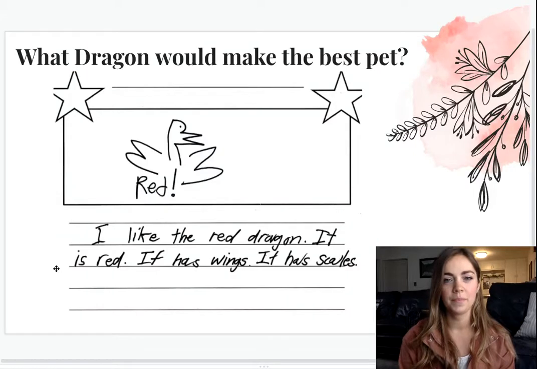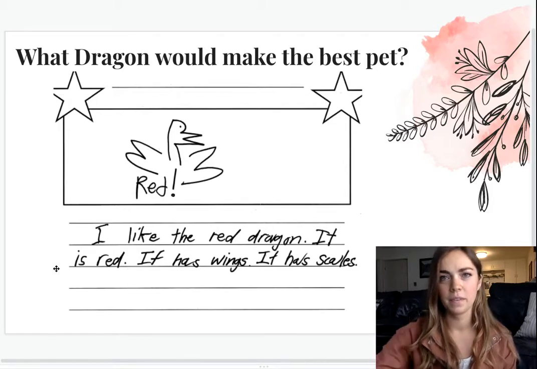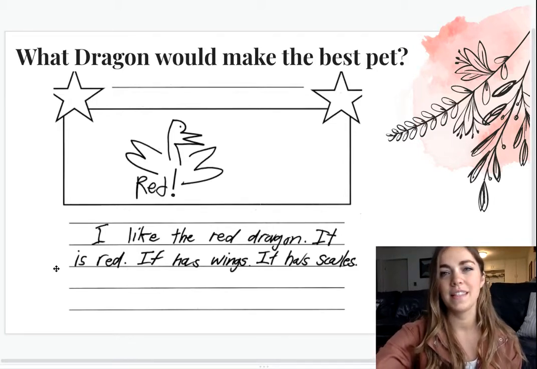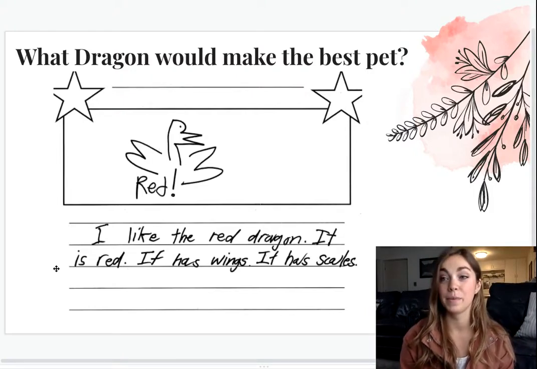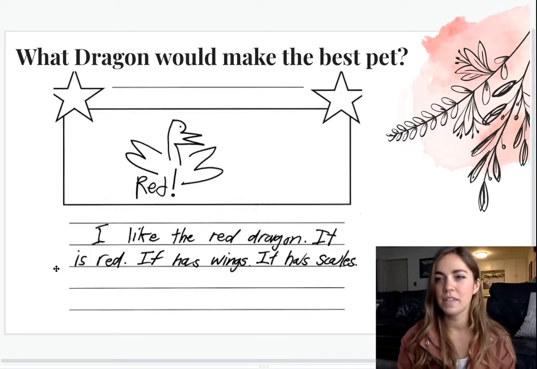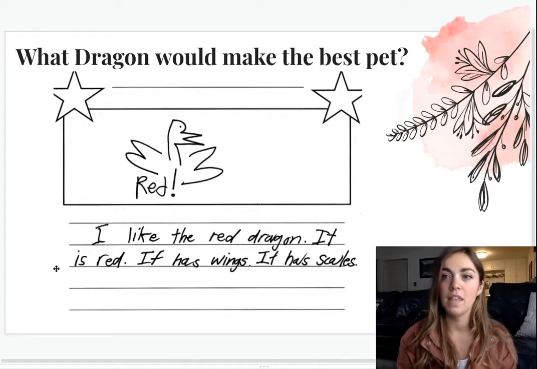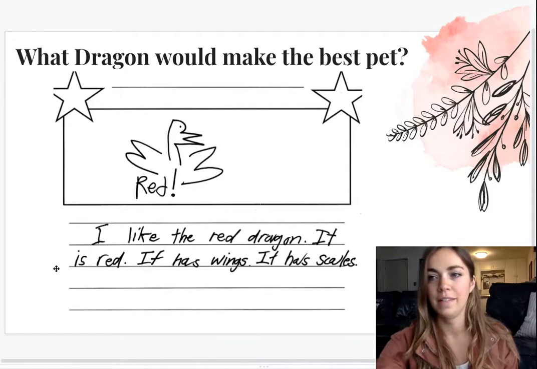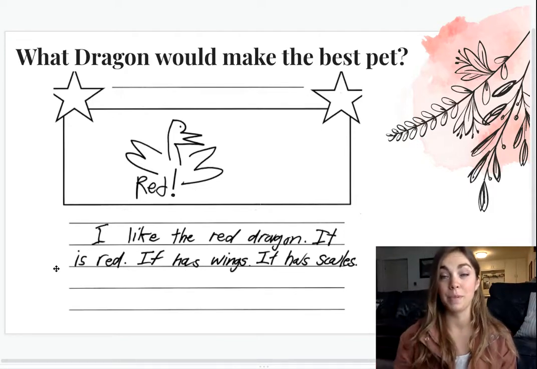He said, I like the red dragon. It is red. It has wings. It has scales. Okay, so I noticed that Charlie's writing is missing some important parts. Let's help Charlie out. Remember, it's important to have a bold opinion. Does Charlie have a bold opinion? I don't think he has one yet. You also need reasons and then examples that show those reasons. And finally, it's important to make sure that our readers know our same bold opinion at the end.